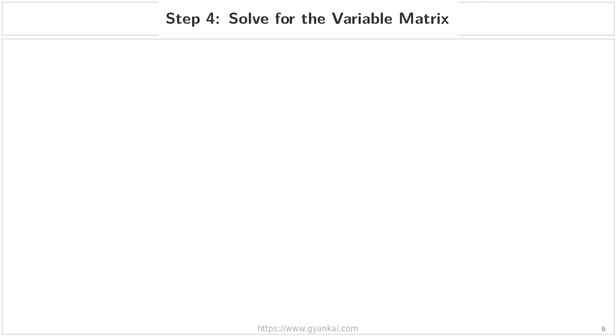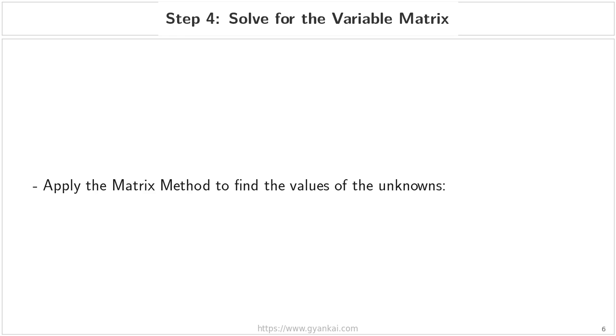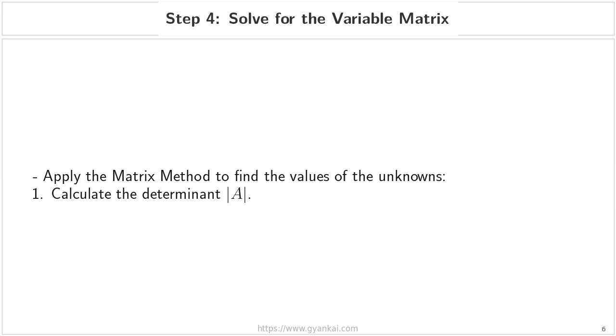Step 4. Solve for the variable matrix. Now that we have successfully organized our equations into the matrix form, we move on to the final stage of our process. On this slide, we will look at how to actually solve for our unknown variables using the matrix method. First, we need to calculate the determinant of matrix A, which we write as the absolute value of A. This is a crucial first step, because it tells us if a solution even exists.